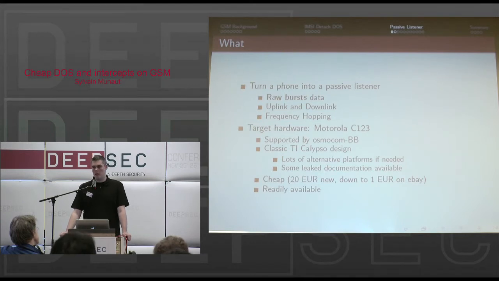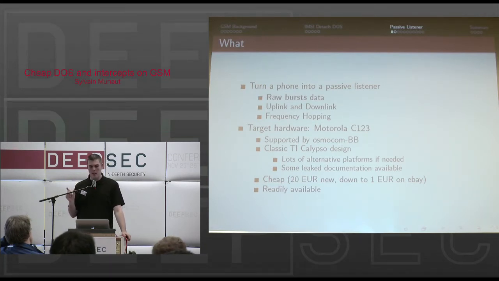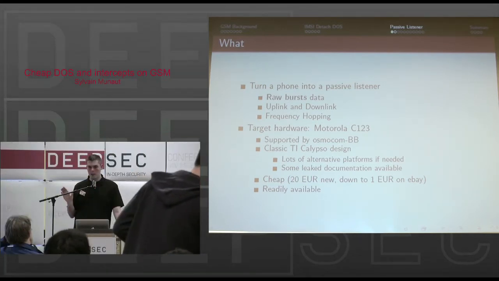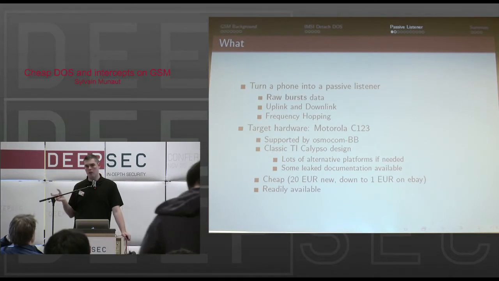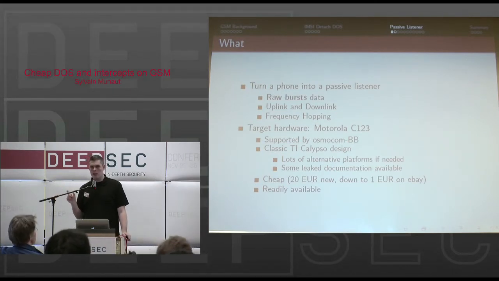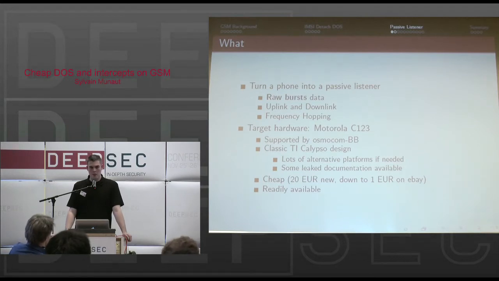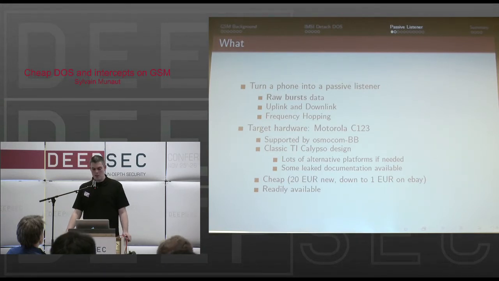That is, as you saw in the beginning, there were 4 types of bursts. I want the normal burst, and I want those bits exactly, and not pre-processed or anything, because if you want to crack A5 or do other things, you really need that raw data. Preferably, I'd like uplink and downlink, because, well, it's better. And frequency hopping support, of course, because this is really used on real networks. So you definitely want support for it.